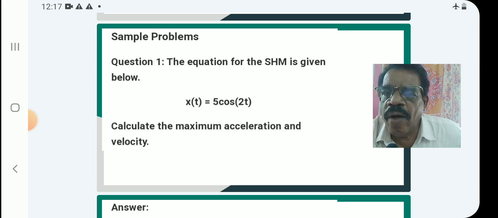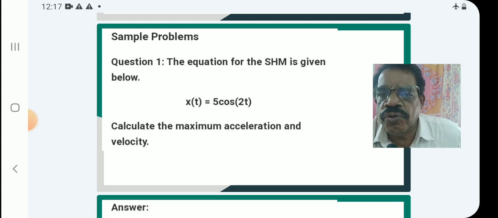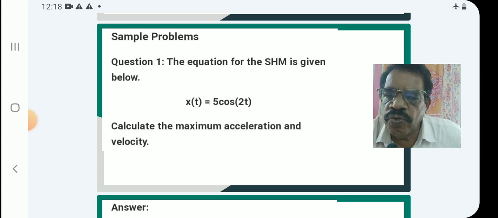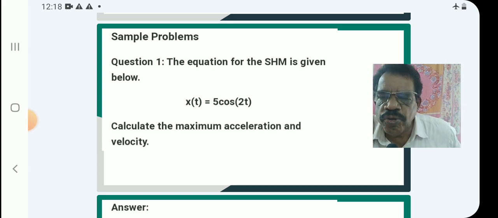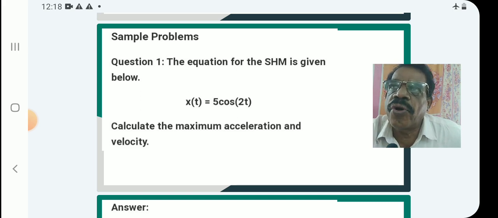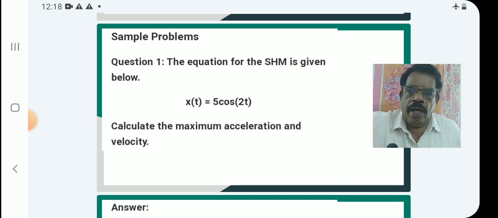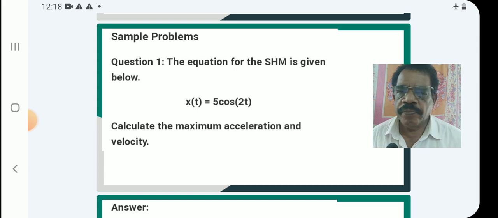Sample problems. Number one, the equation for the SHM is given by x(t) is equal to 5 cos 2t. A cosine function is also an oscillatory function. So for simple harmonic motion, we can write sine function or cosine function.